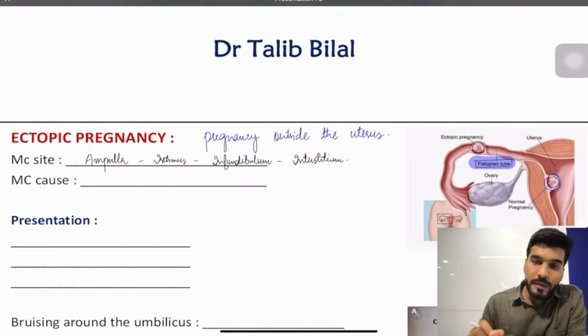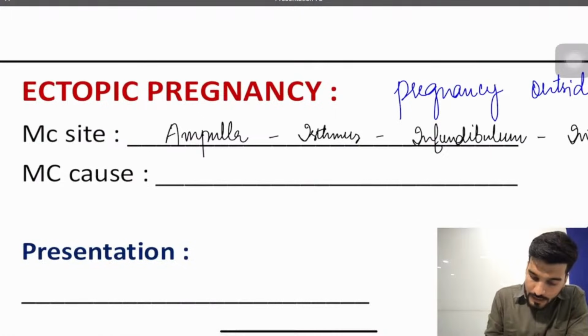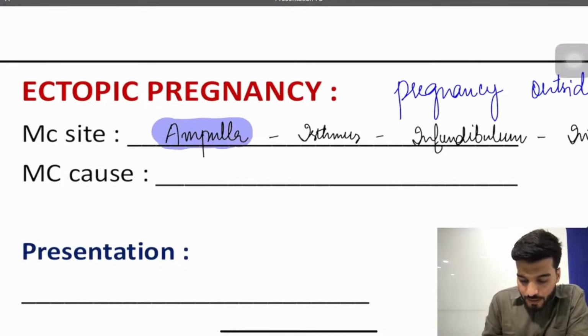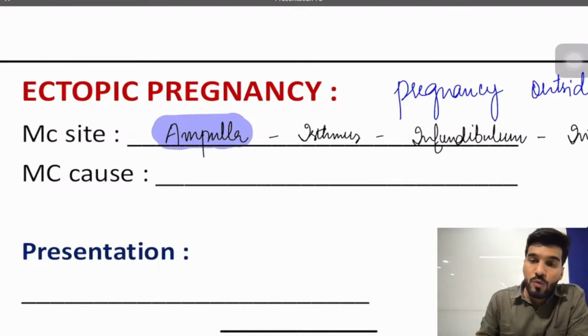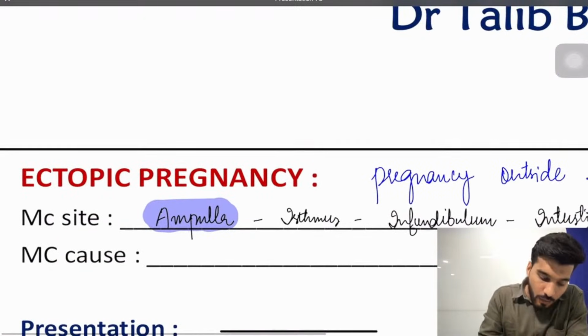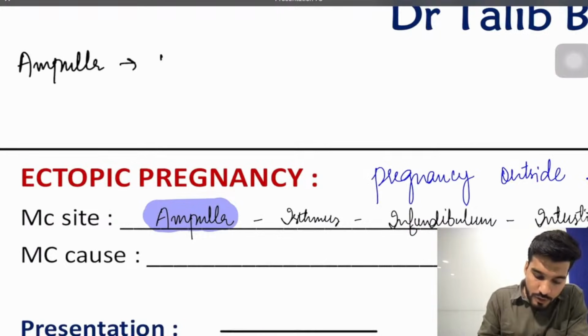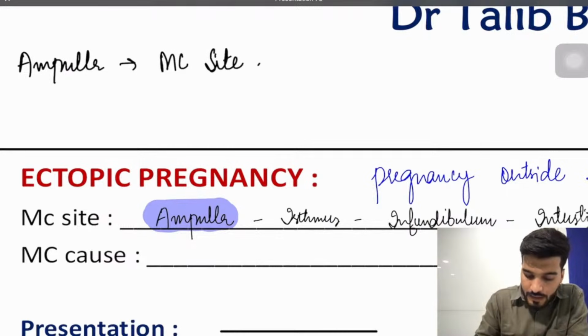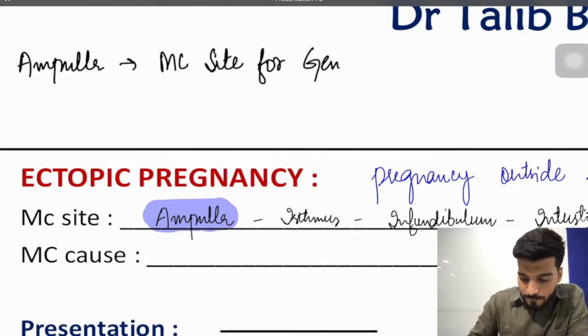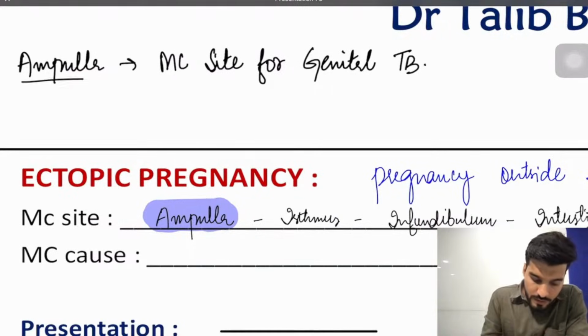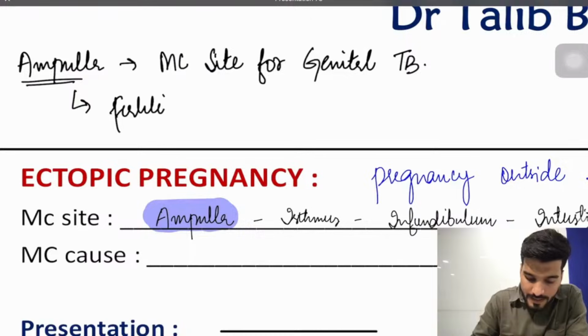Now my question to you: a PYQ was asked that the ampulla is also the most common site for two conditions. Number one, it's the site for fertilization, and it's the most common site for genital tuberculosis. Two questions that have been asked in your exams. The site of fertilization, more precisely, is the ampullary isthmus junction. Is that clear to everyone?